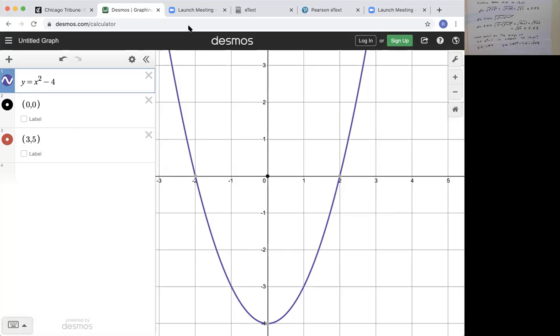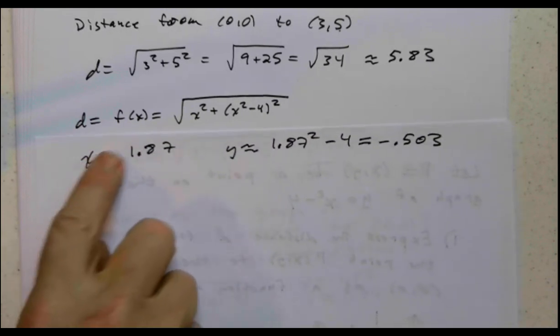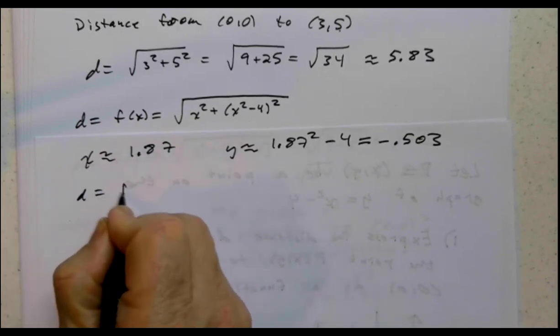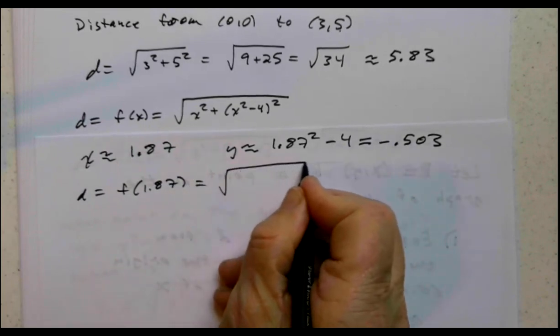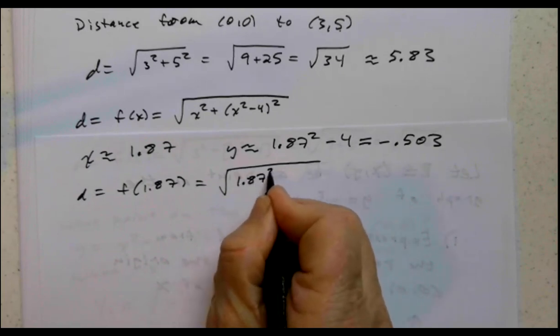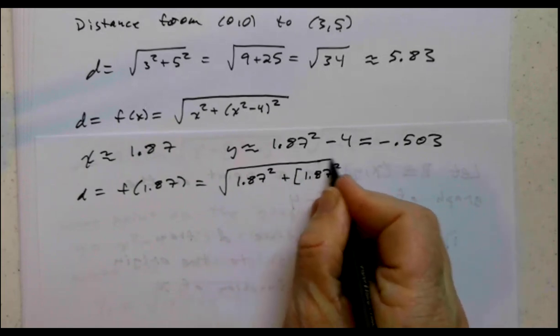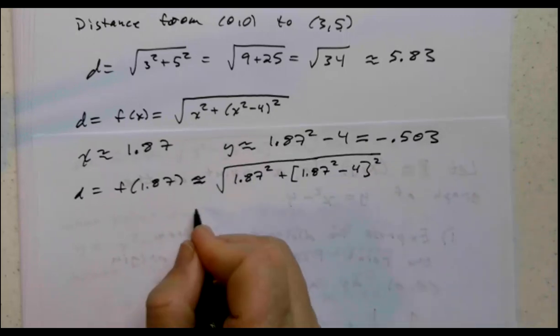Now, how about the distance? Well, remember, we said the y value from the calculator gave us 1.94. But if I plug 1.87 into that original function, that should also give me 1.94. There's our distance formula up there. So our distance should be f of 1.87, which is the square root of 1.87 squared plus 1.87 squared minus 4 squared. Again, approximately, since we're approximating everything.